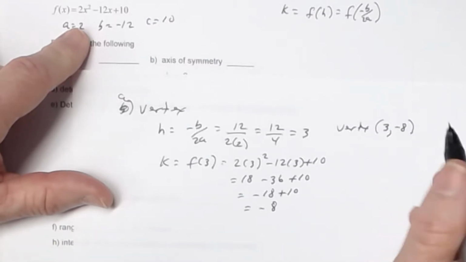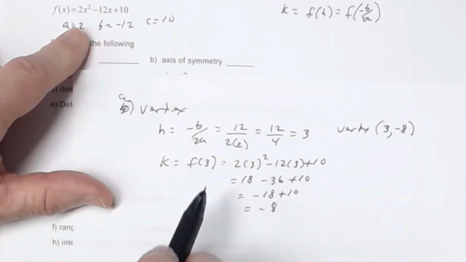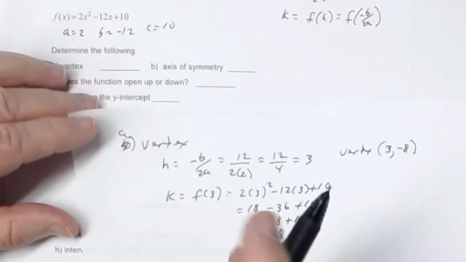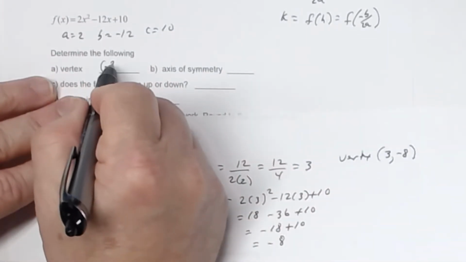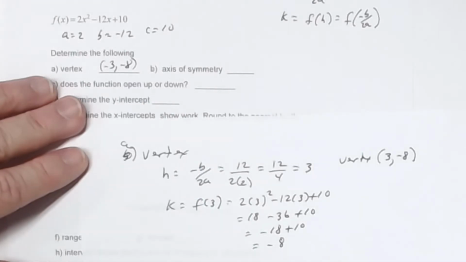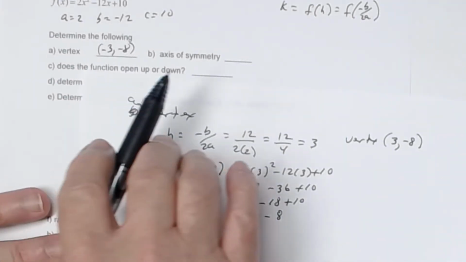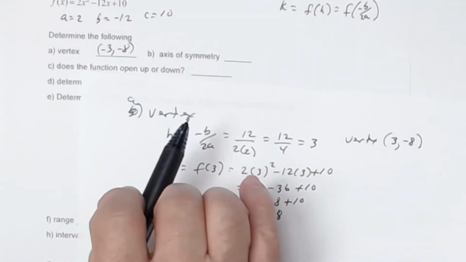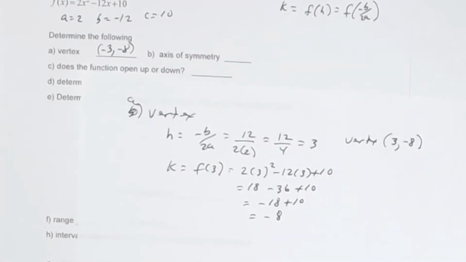So that's your first one. You found the vertex, you're done. There's the work. I need you to show the work. All right, so your vertex is (3, negative 8). Now you have to find your axis of symmetry, and you have to be careful and remember this.